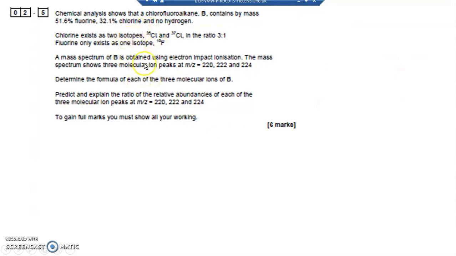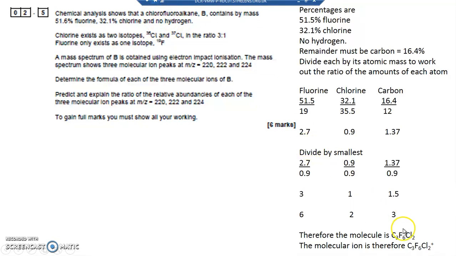So the next section now says, determine the formula of each of the 3 molecular ions of B. So I've got 220, 222 and 224. So what are my 3 combinations? Well, my 3 combinations are including 35Cl and 37Cl. Remember, I've got 2 Cl's in here. So I could have a 35 and a 35, I could have a 35 and a 37, or I could have 2 37s.